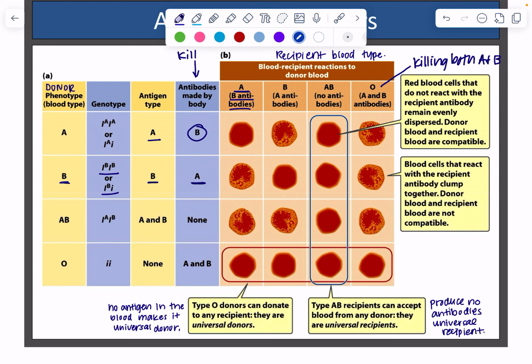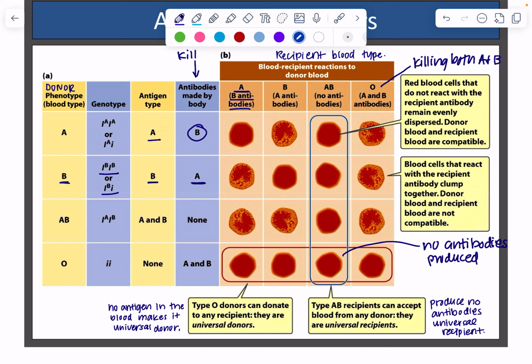AB is a universal receiver, so that's this column here. They can accept blood from any donor because they are universal recipients. They don't produce any antibodies, so they can have any blood. No antibodies produced. All right, so let me go over that again because I think I made that more confusing than it needed to be.